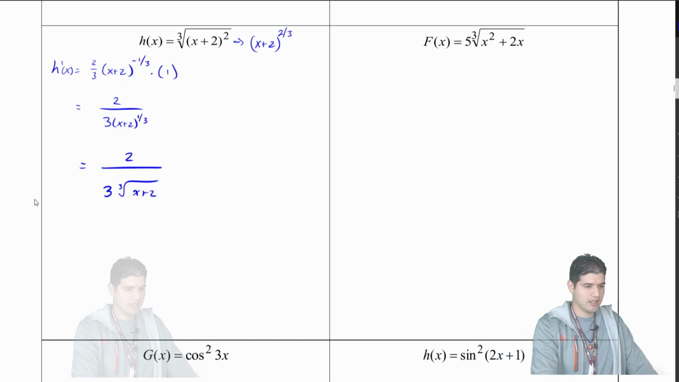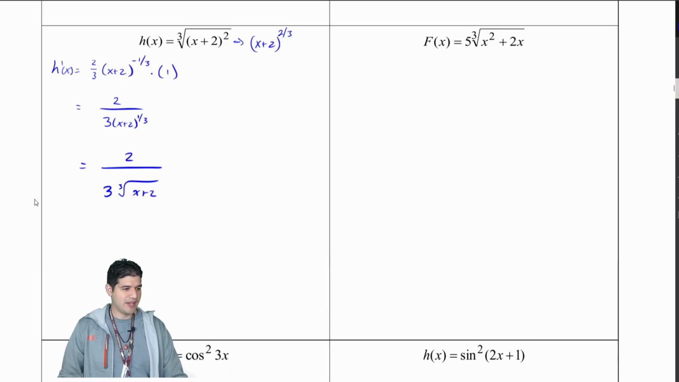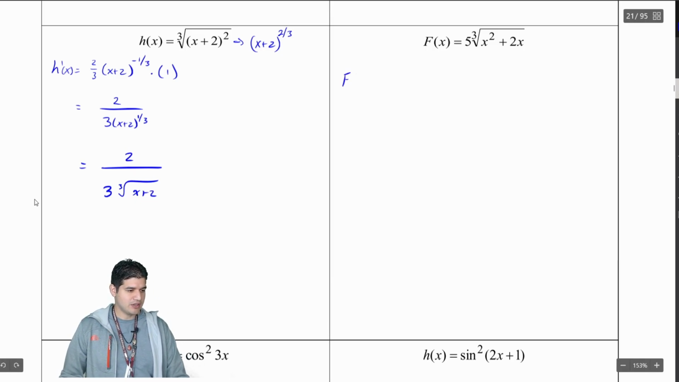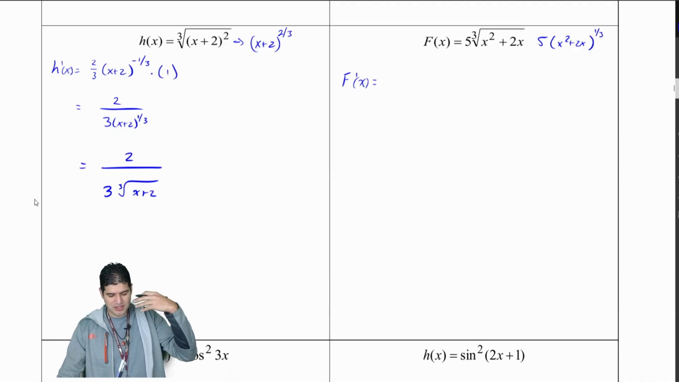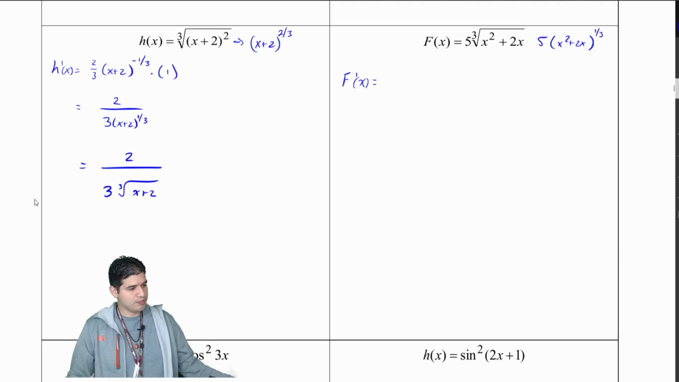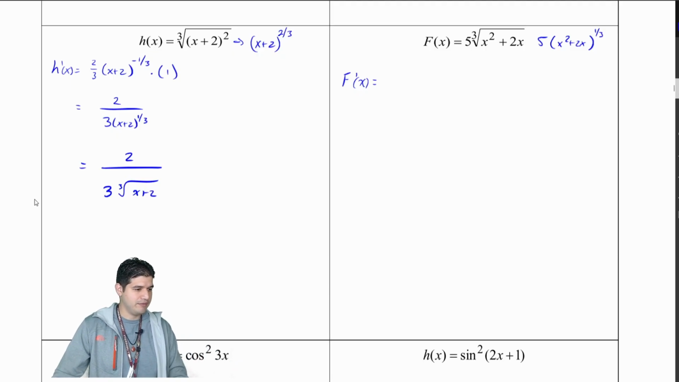Now I'm going to move over here to our fourth problem, where I'm going to find the derivative of f of x. So f prime of x is what we're going to look for. And again, I'm just going to write this out. So 5 times x squared plus 2x to the 1/3. And anytime I have a radical, I'm always kind of doing this in my head. All right, so I'm going to bring that 1/3 down and multiply it by 5. So that's going to get me 5/3.